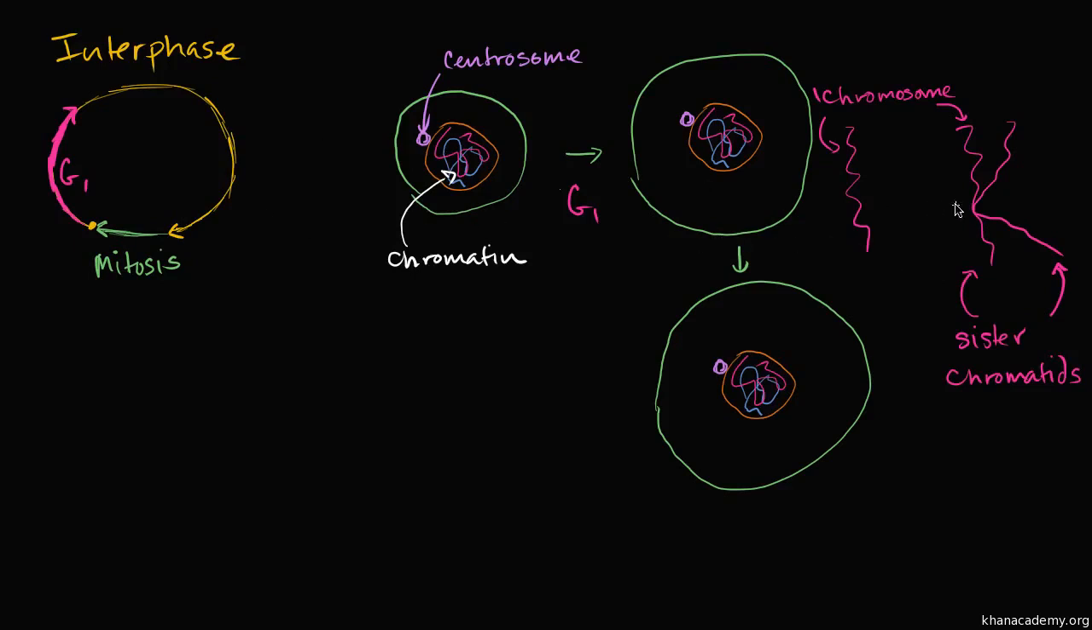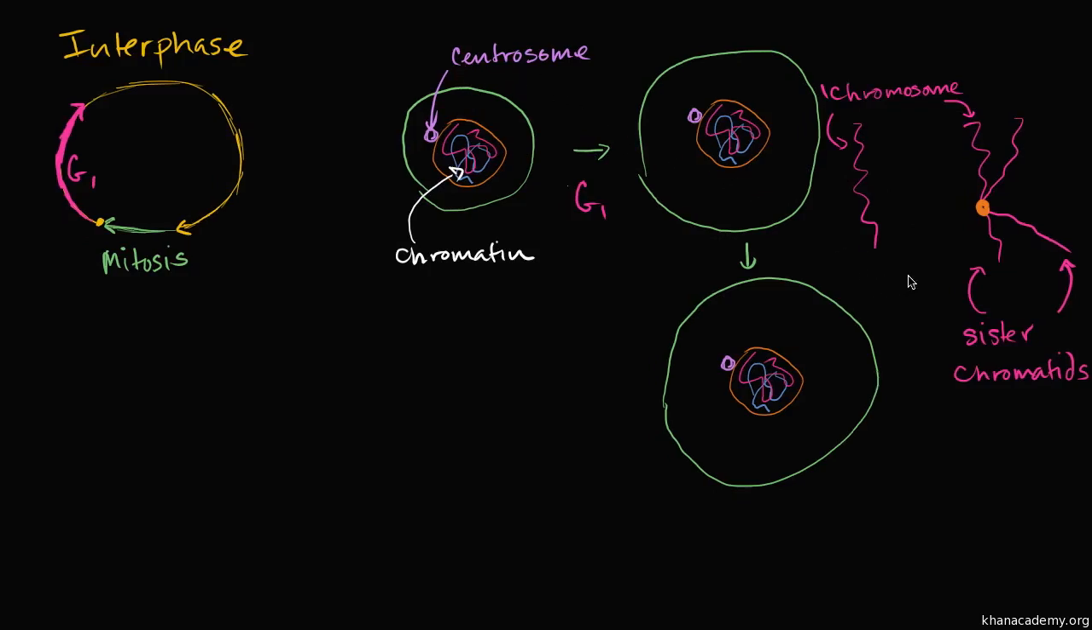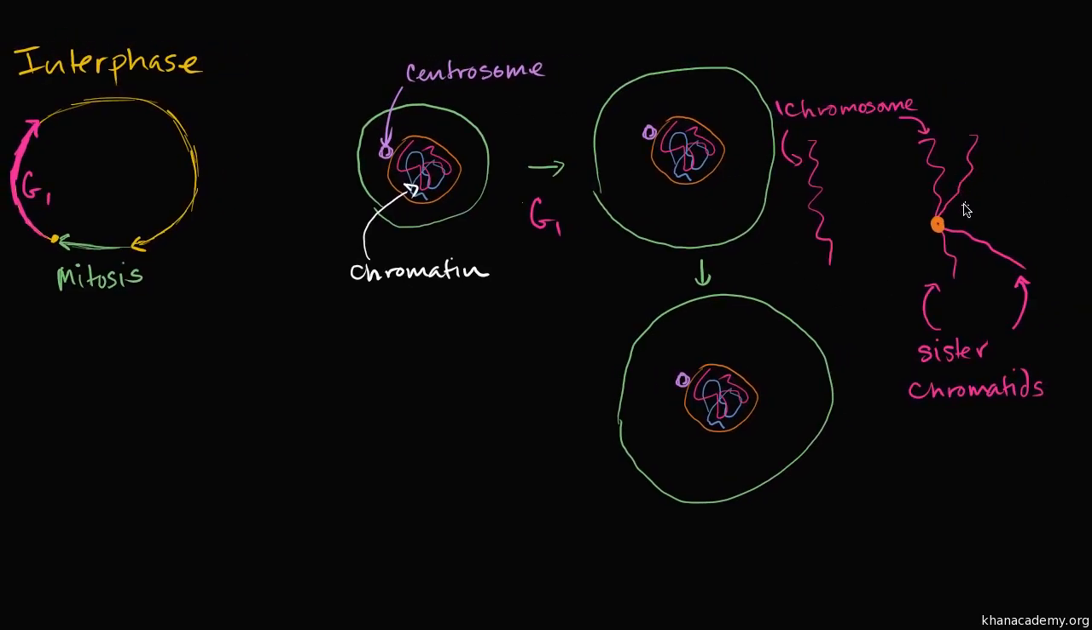Now, you might be wondering, is there a word for this place where these two sister chromatids are connected? And the answer is yes, there is a word, and that word is centromere, not to be confused with centrosome. So let me give myself some space here. That right over here, that is a centromere. So we had this magenta chromosome right over here, and now it replicates. It's still one chromosome, although it has twice the genetic material right now. You have these two sister chromatids connected at the centromeres right over there.